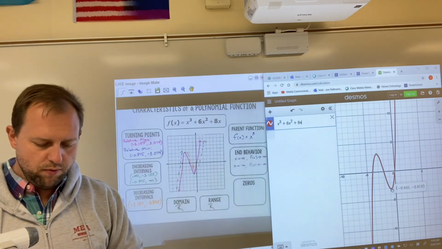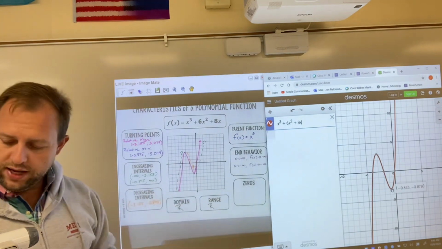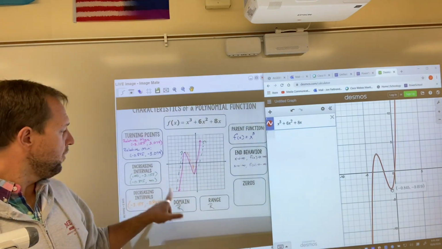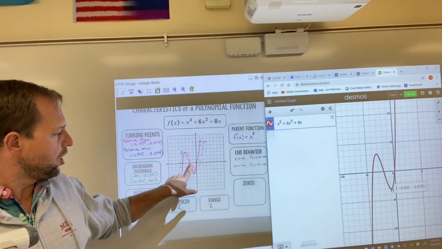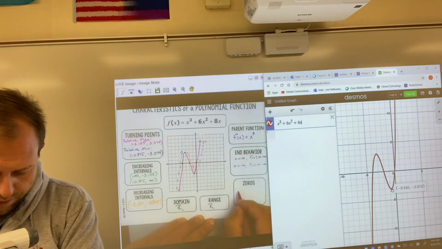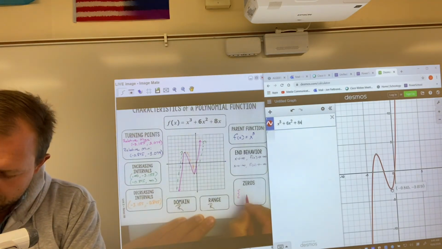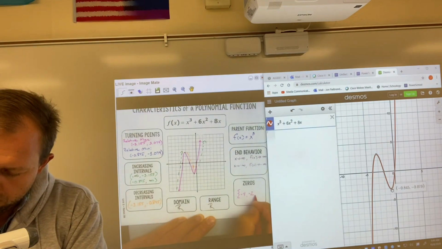And the last thing we need are our zeros. Zeros are the x-intercepts, and we see that there's a 0 at -4, a 0 at -2, and there was a 0 at 0. We write those as a solution set, -4, -2, and 0.